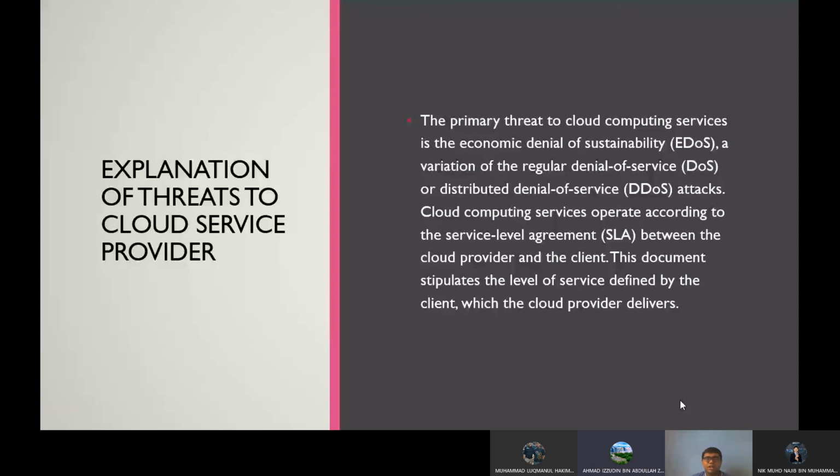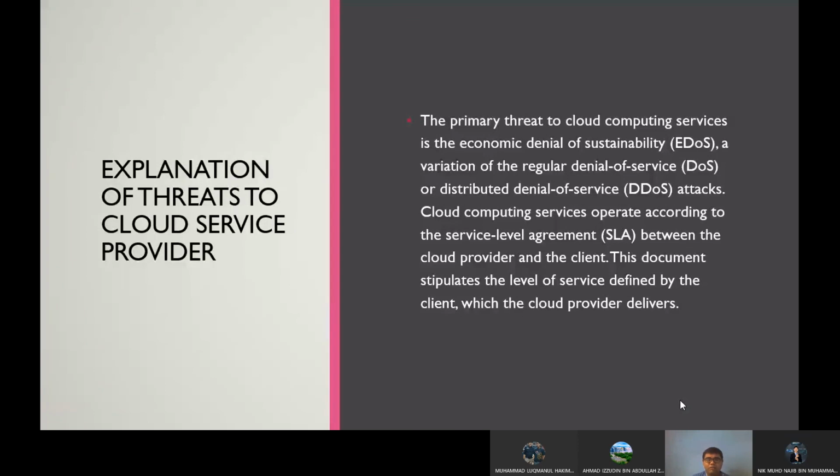And now we will discuss the explanation of the threats to the cloud service provider. Every software has its own vulnerabilities and threats, which include the cloud service provider itself. The primary threat to the system is the economic denial of sustainability, which we call EDoS. It is a variation of the regular denial of service or the distributed denial of service attack.